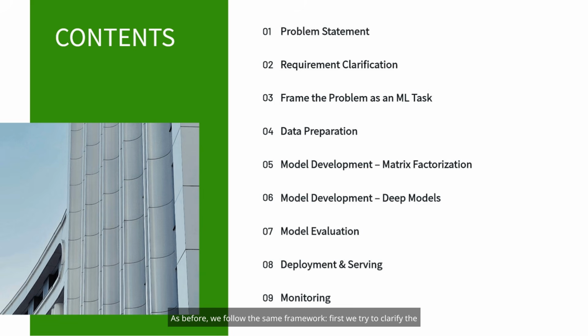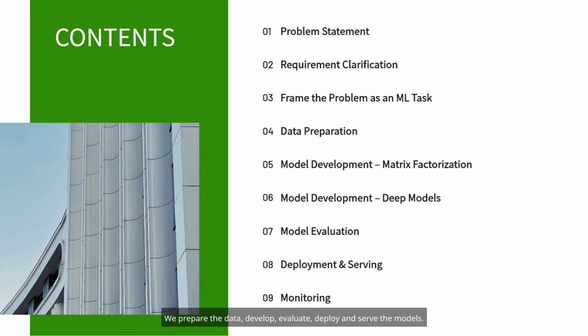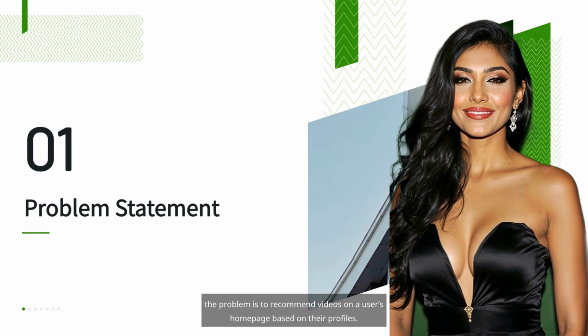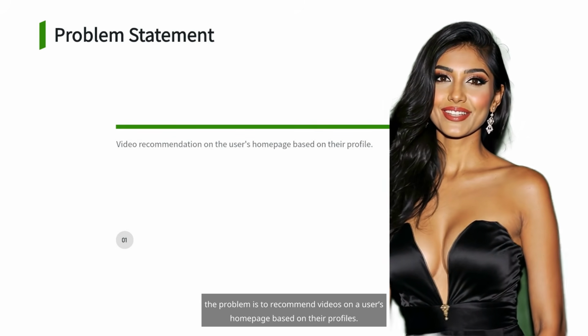As before, we follow the same framework. First, we try to clarify the requirements by asking the right questions. Then we frame the problem as a machine learning task with a clear machine learning objective. We prepare the data, develop, evaluate, deploy, and serve the models. The problem is to recommend videos on a user's homepage based on their profiles.